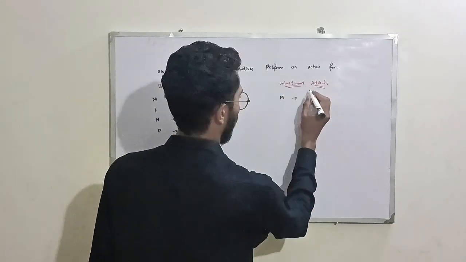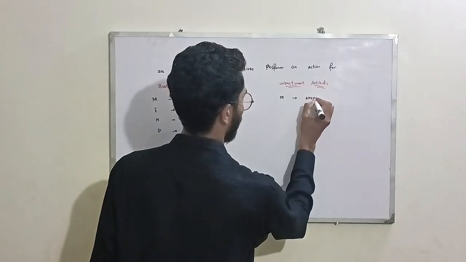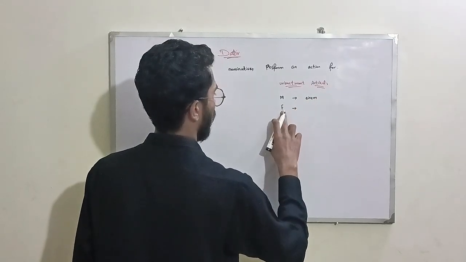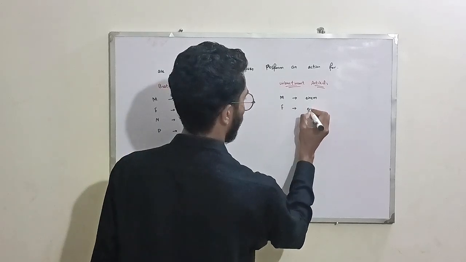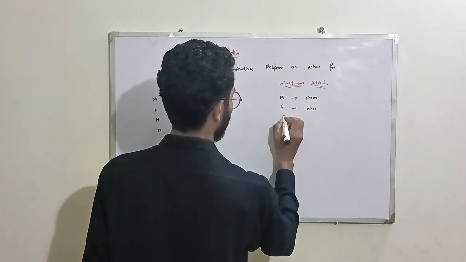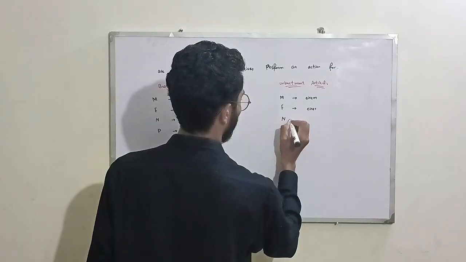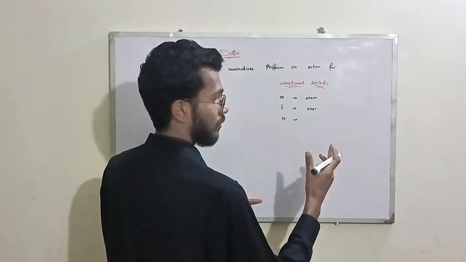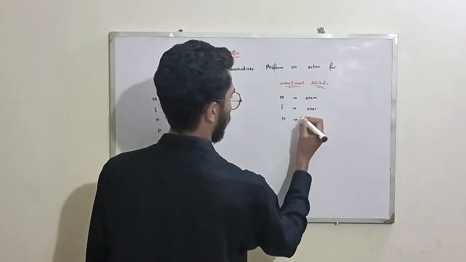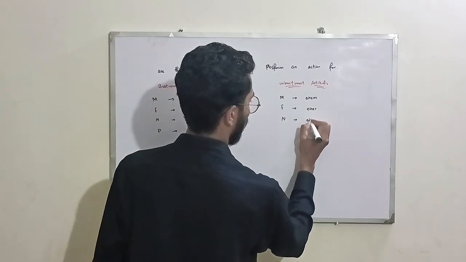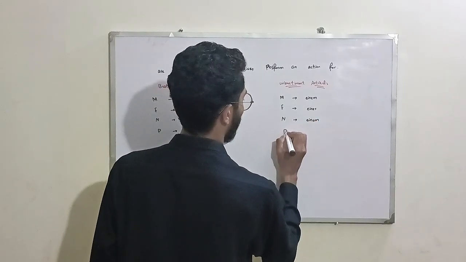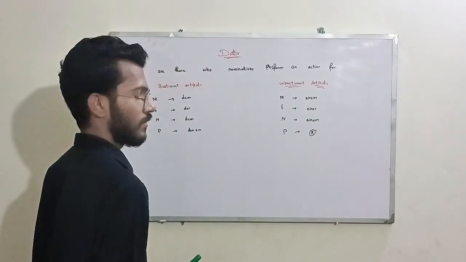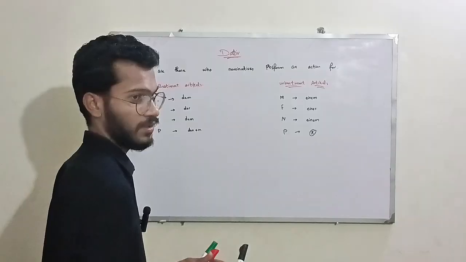And in undistinct articles, for masculine, ein changes to einem. For feminine, ein changes to einer. And for neutral, ein changes to einem. There is no plural in undistinct articles. Let's take an example.